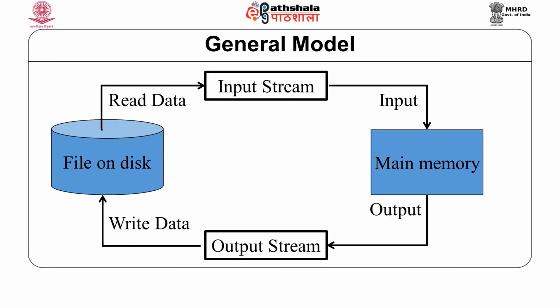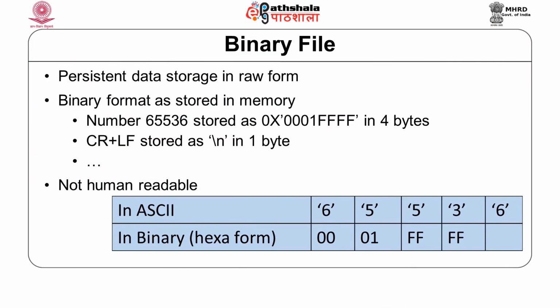The general model of working with files: we have the files on the disk. When we say read, the data is read from the file and it goes into the input stream, and from input stream it is stored into the variables or objects which are stored in the memory. In the same way, when we say write, the data from the main memory is written into the output stream first, and from output stream it goes to the file on the disk. Let us start working with binary files in detail.